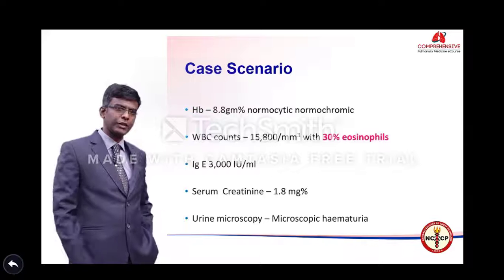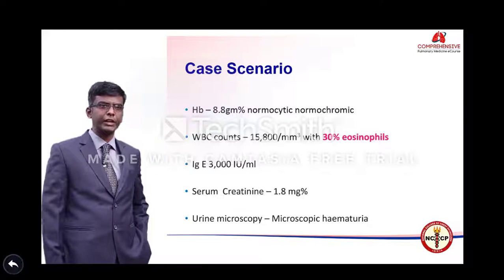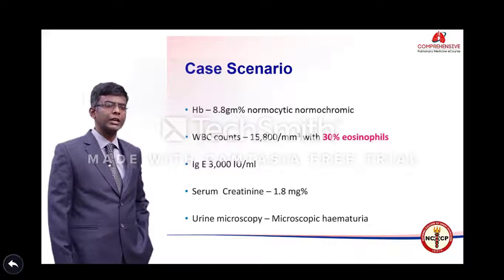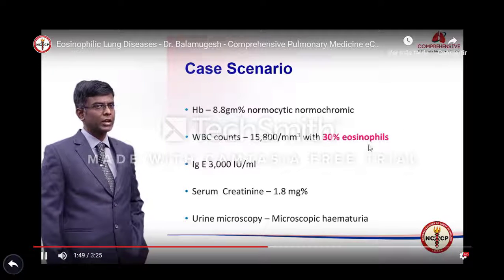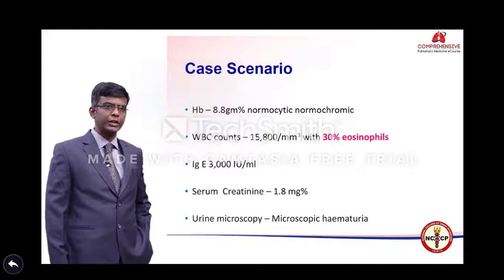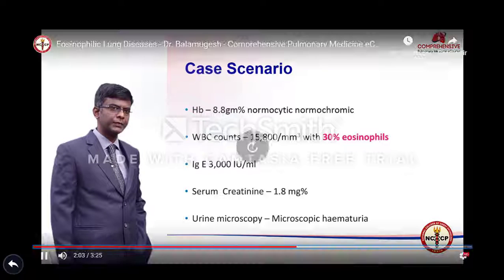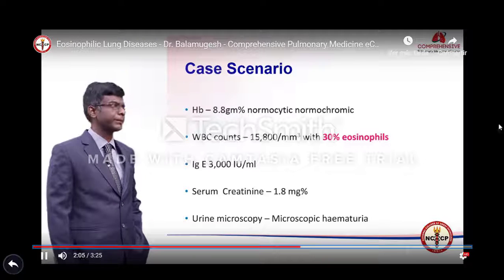So he was further evaluated. A blood count was done which showed normocytic normochromic anemia, and what was striking is peripheral eosinophilia with WBC counts of 15,800 with 30% eosinophils. Urine showed microscopic hematuria.